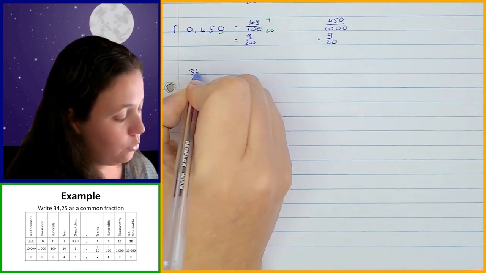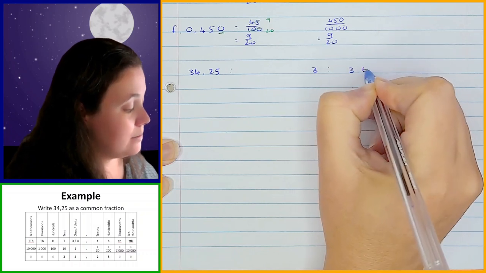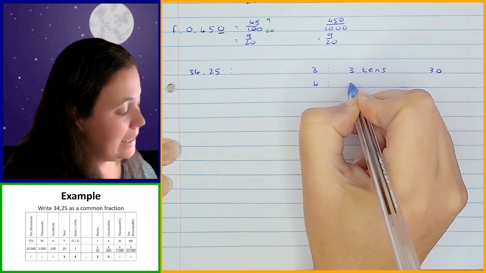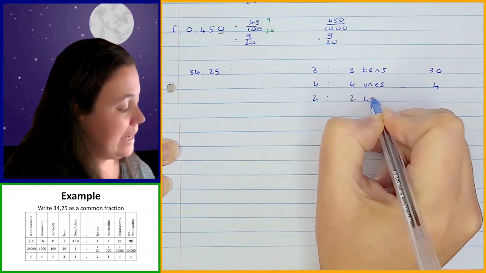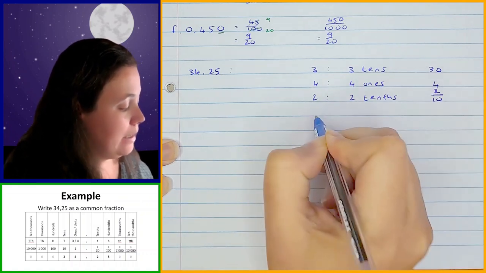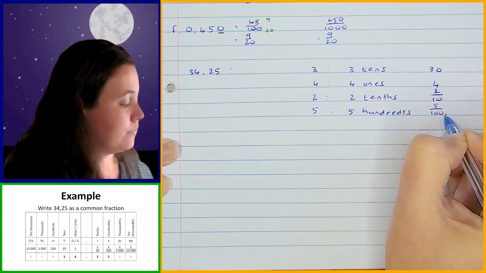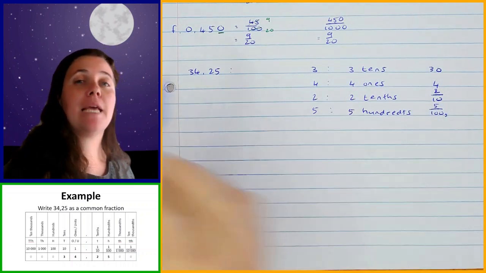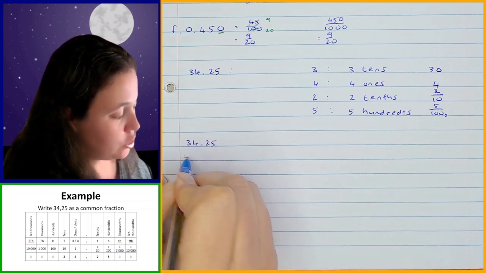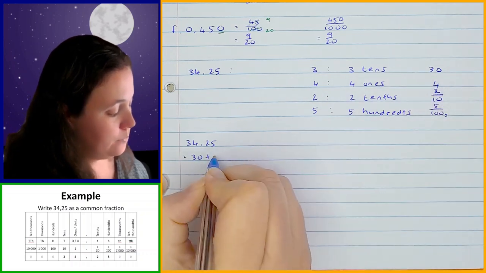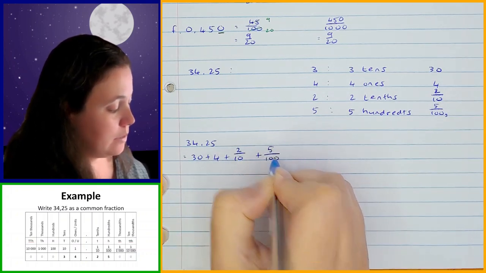Okay, so over here, first of all, in the number 34,25, the 3 means 3 tens, or 30. The 4 is 4 ones, or 4 units, which is 4. The 2 is 2 tenths, so that's 2 over 10. And the 5 is 5 hundredths, or 5 over 100. Okay, so now the long method is to take all of those and add them up and then simplify. So 34.25 is equal to 30 plus 4 plus 2 tenths plus 5 hundredths. And then I'm going to go and simplify that.